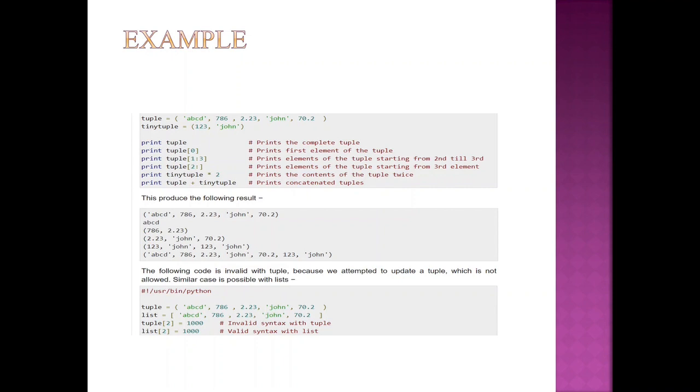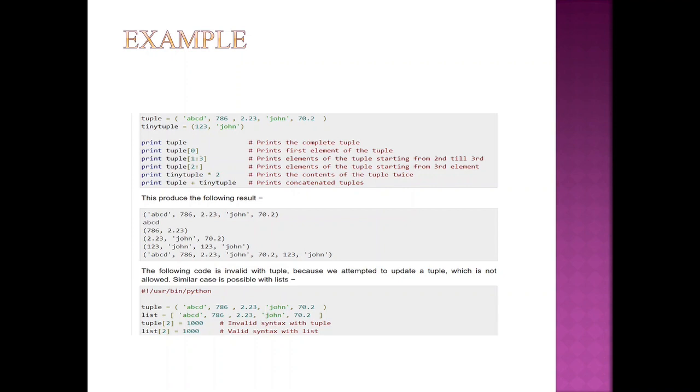Now let us see some examples regarding tuple. As I said, the correct way of representing a tuple is that the elements of the tuple should be enclosed within round brackets or parentheses. Here, tuple equals ABCD 786 2.23 John 70.2. This is the same example as we have seen for list. In case of list, it is represented within square brackets. In case of tuple, it is represented within round brackets or parentheses.